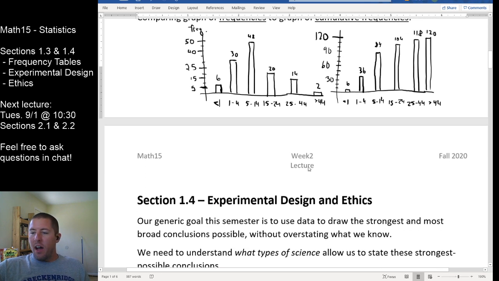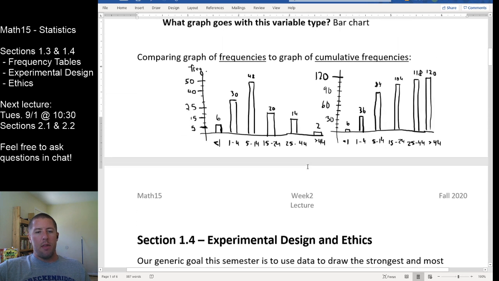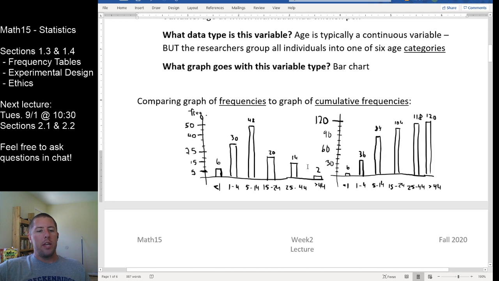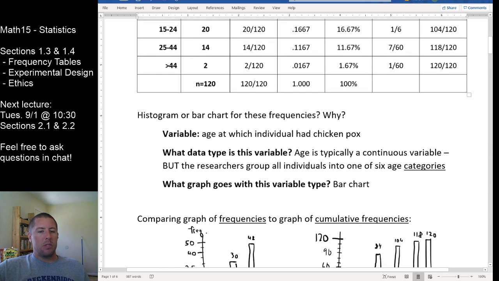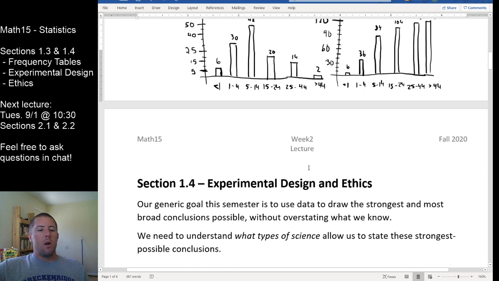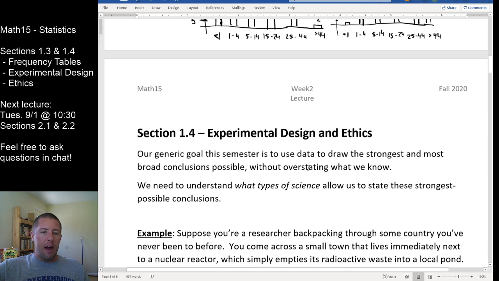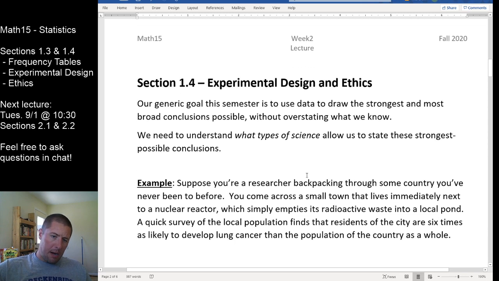So now I'd like to talk about section 1.4. This is going to be much different. Section 1.3 was very much about how we should look at categorical data. What's the best way to represent categorical data in a table? What's the best way to represent categorical data in a graph? That's what section 1.3 was about. Section 1.4 is wildly different. We're not even going to look at any graphs in here or any data. We're going to talk more about ideas in this section.